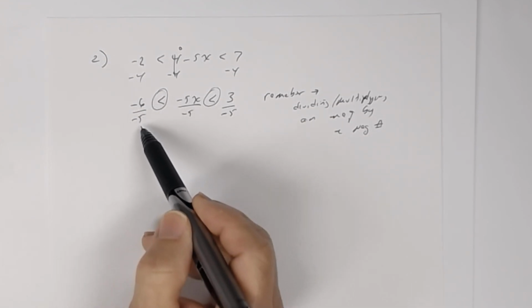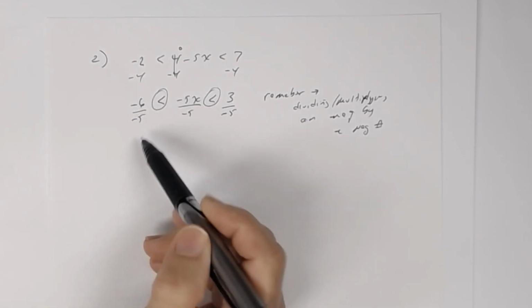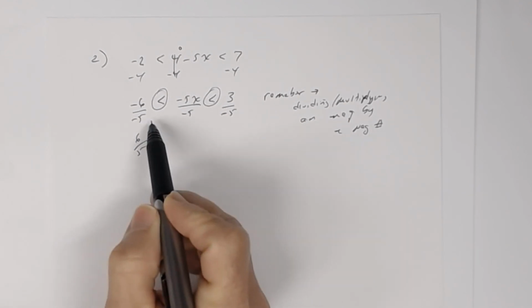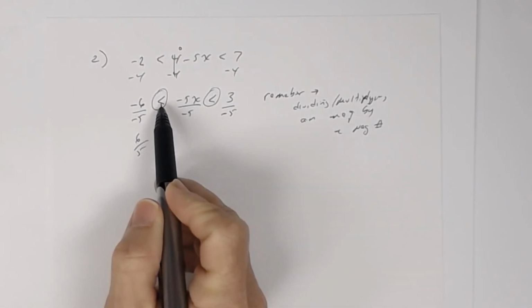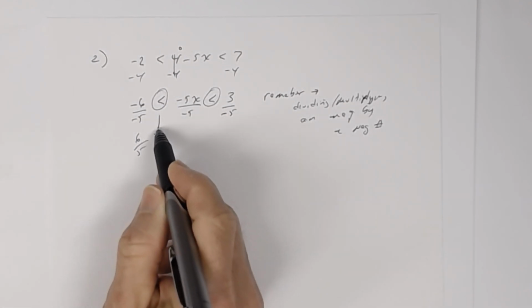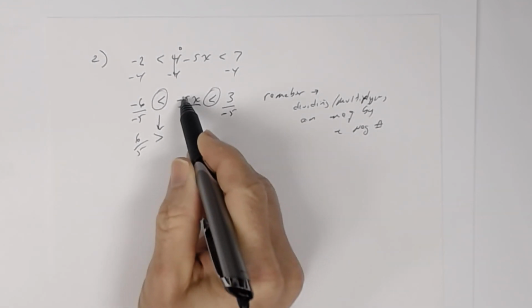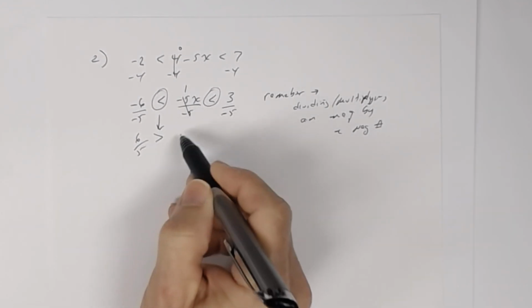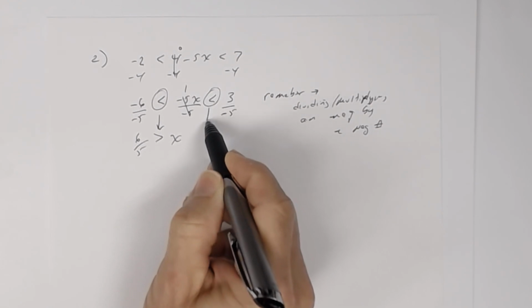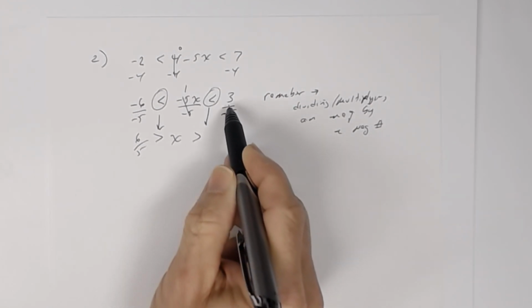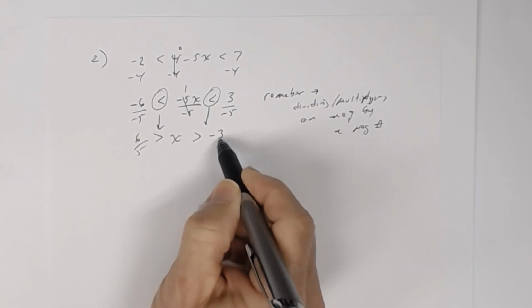First of all, notice that a negative divided by negative is a positive, so this is 6/5. Since I divided by a negative number, this less than becomes greater than. Okay? And then negative 5 divided by negative 5 is 1. 1 times x is x. This less than becomes greater than. And then this is negative 3/5.